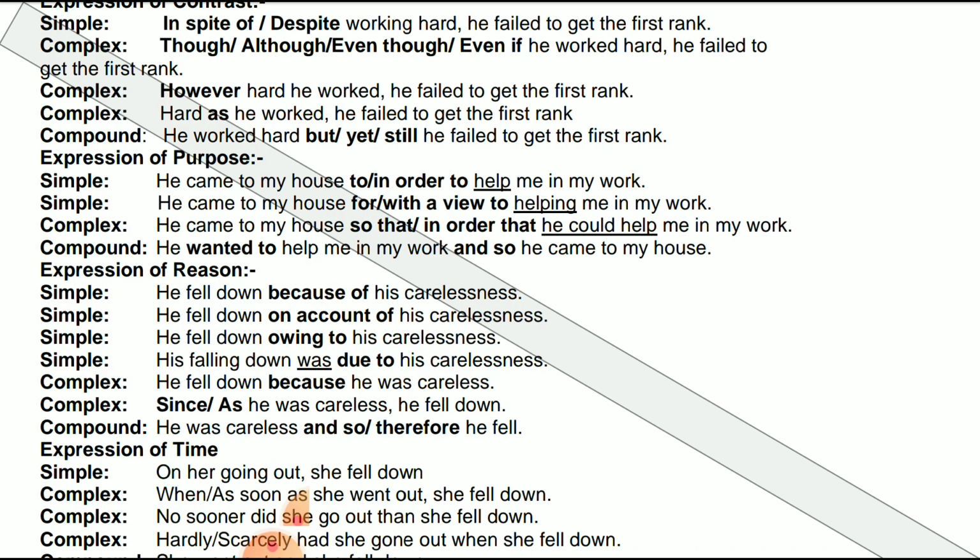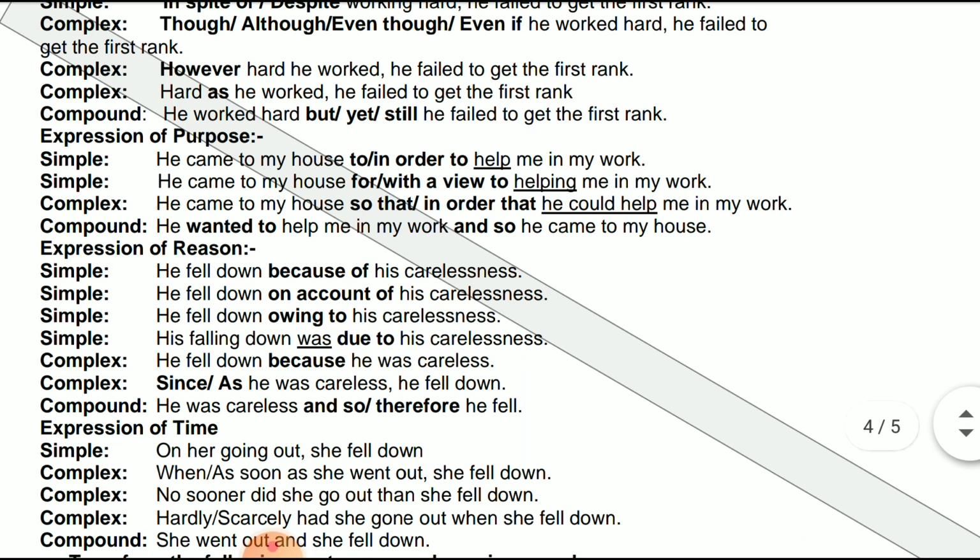And if we use as, we can also make a complex sentence, but there again the sentence structure will change. Hard as he worked, he failed to get the first rank. There again it is adverb plus as plus subject plus verb, and the other part of the sentence remains as it is.